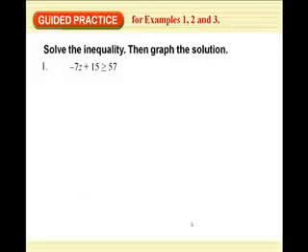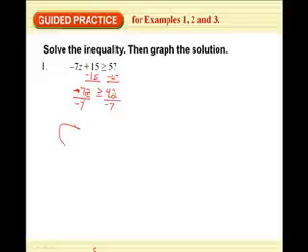So in solving the inequality, you're trying to get the z by itself. There's no other z's. So I'll minus 15 from this side. Oh, my pen decided to go crazy. Minus 15 from this side. I get 42 is greater than or equal to negative 7z. We divide by negative 7. And when you divide by a negative, you have to flip the sign. So z has to be less than or equal to negative 6.